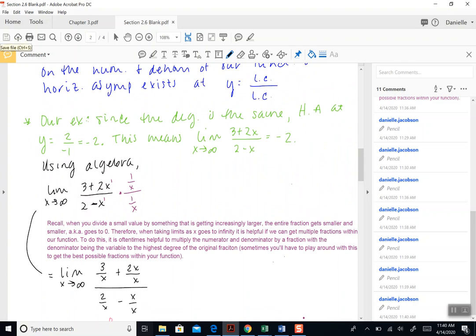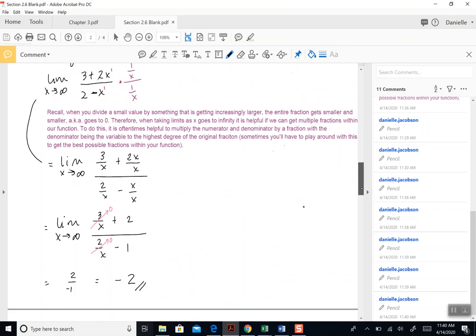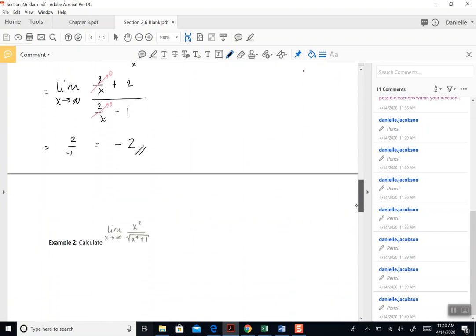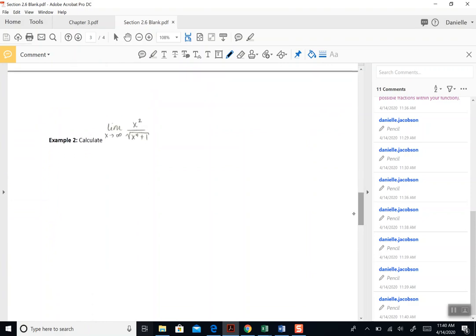For me, on assessments, if you choose to just use the knowledge of a horizontal asymptote, you just need to do something like what I wrote in the green here and thoroughly explain so I know that you understand the concept and why it's true. Okay, let's try another one. This one will be a little bit more tricky, but similar idea.